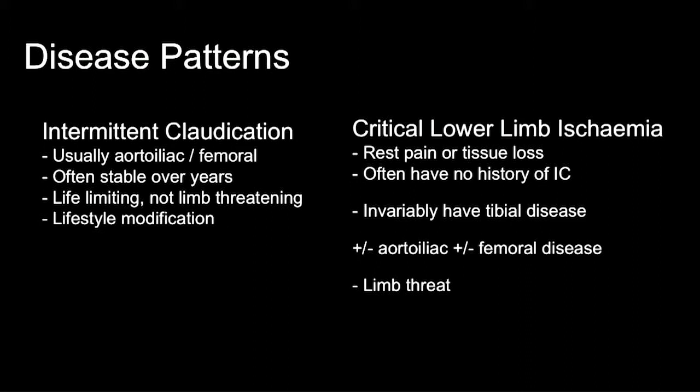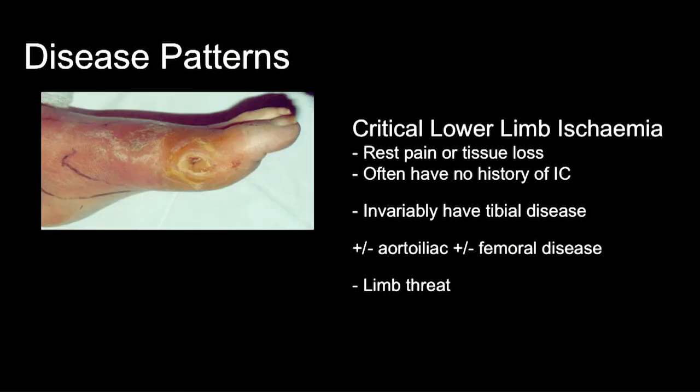So the two disease patterns in the vast majority of people who present with ischemic symptoms of the lower limbs are intermittent claudication, pain on walking a fixed distance. This tends to be aortoiliac and or femoral level disease. It can be stable over years and is life-limiting but not necessarily limb-threatening. The mainstay of treatment is lifestyle modification. However, critical limb ischemia presents with either rest pain or tissue loss.